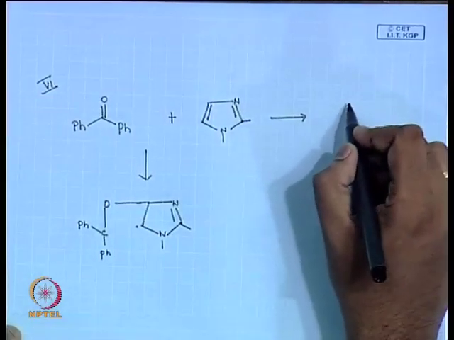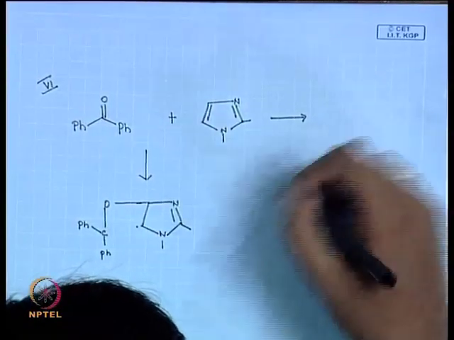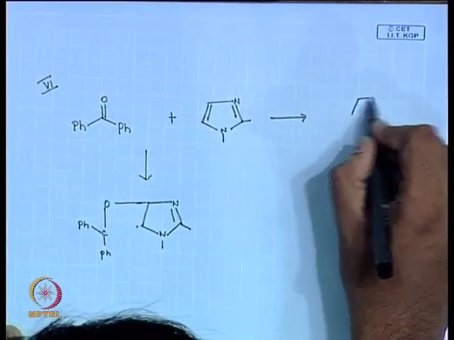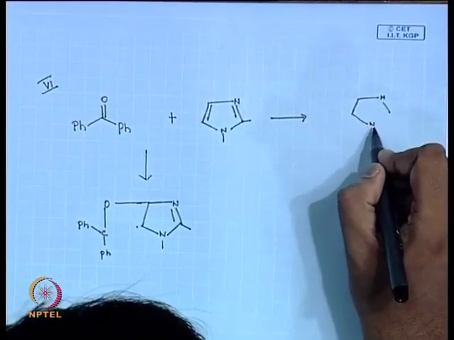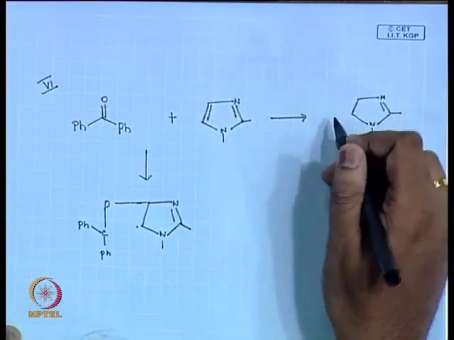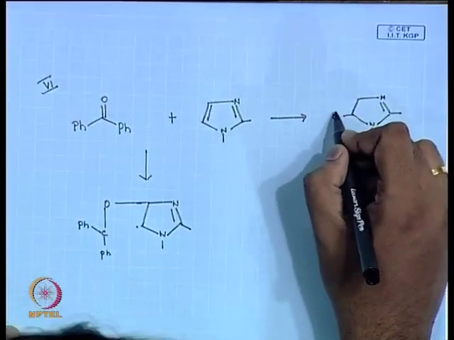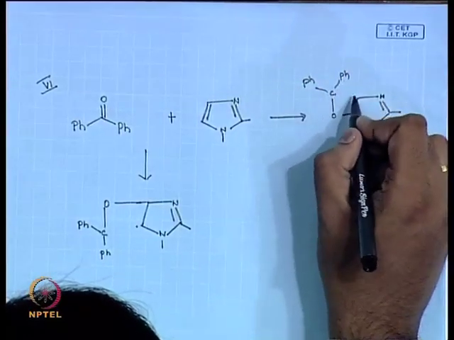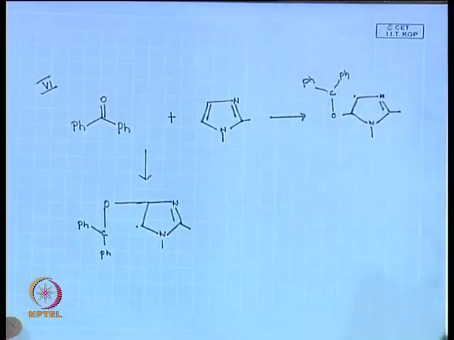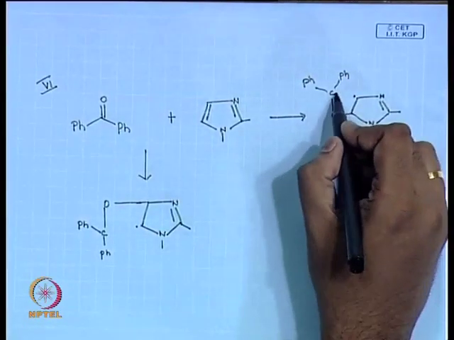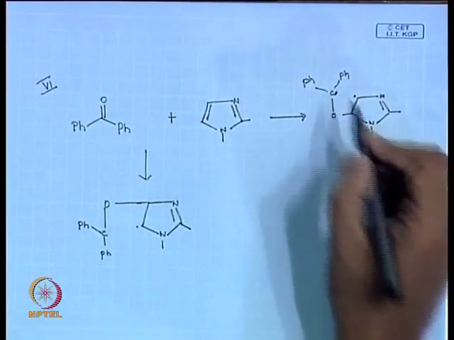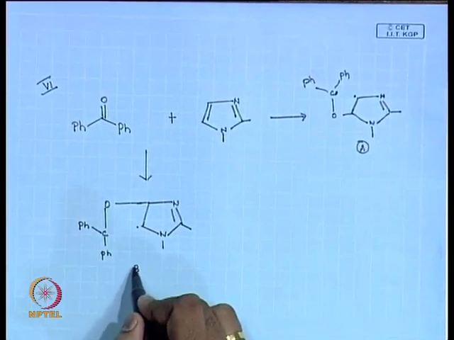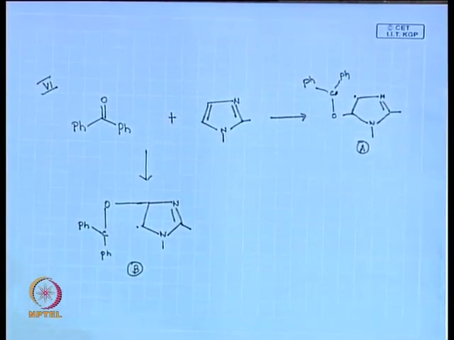I can get this radical, or I can do it the other way around. And I can get this type of system. So which will be better off, A or I think B? Some of B, some of A. Why A?